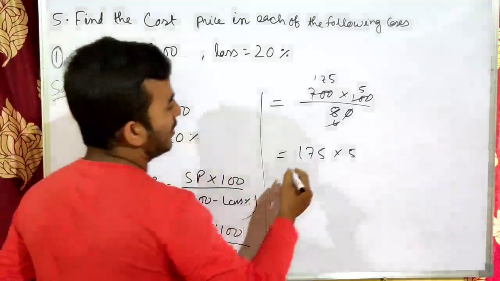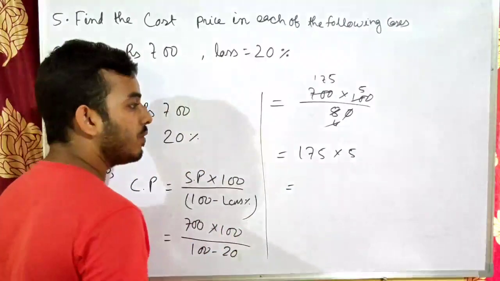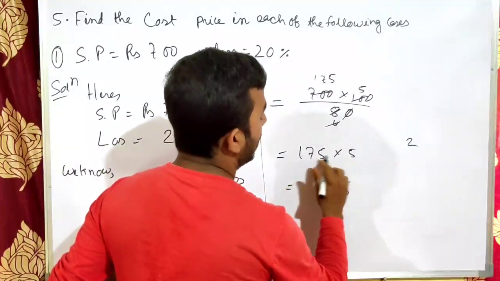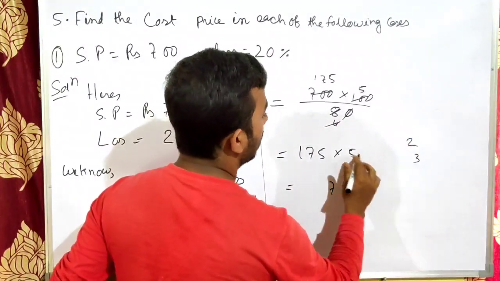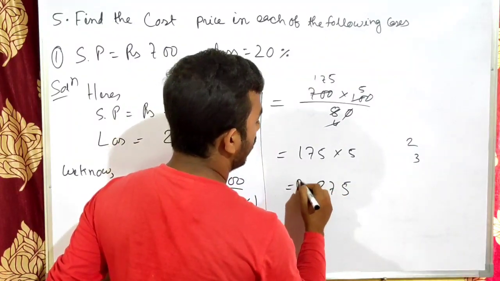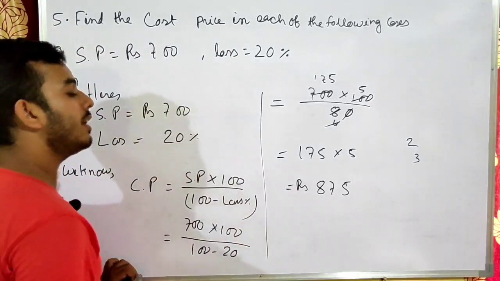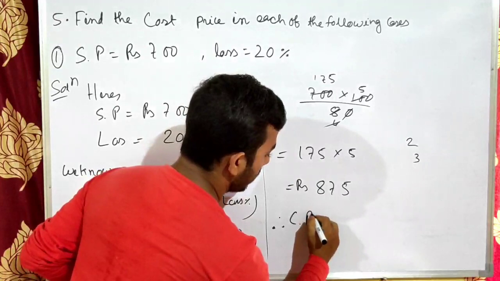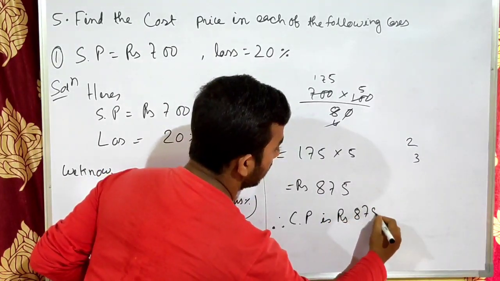So we'll first multiply 175 with 5. 5 into 5 is 25, remainder 2. 5 into 7 is 35 plus 2, it is 37. Here 3, 5 into 1 is 5 plus 3 is 8. Okay, so our required cost price is 875. So we'll write therefore cost price or CP is rupees 875.